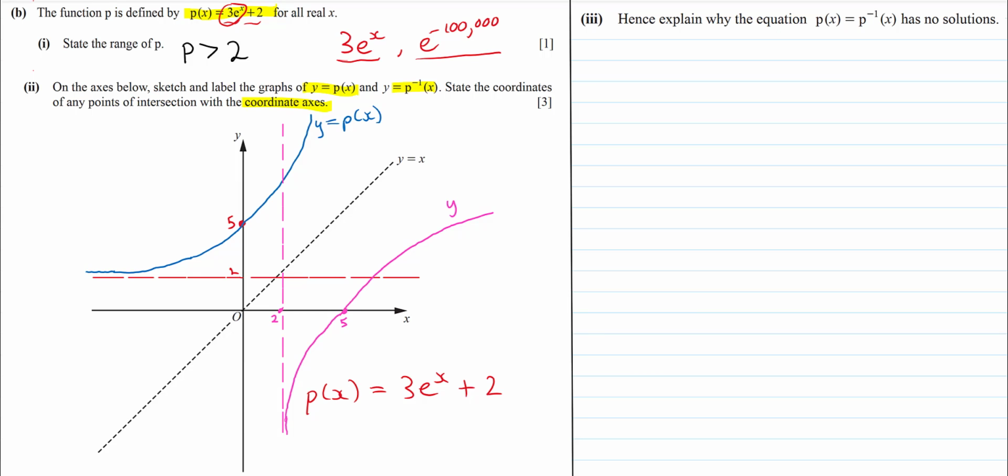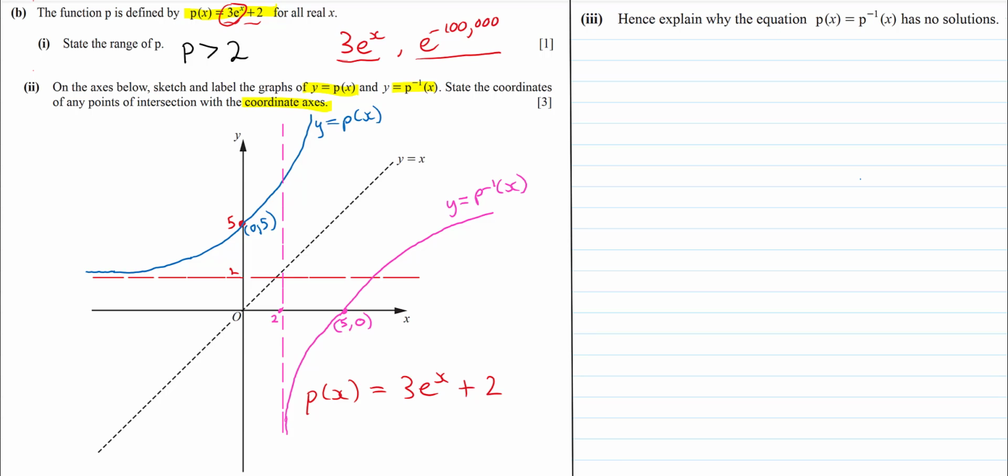We'll mark that in, so that's y equals p inverse of x, and we'll make it clear where it cuts the coordinate axis. That coordinate here is going to be 5, 0, and up here for y equals p of x, I'll mark it in blue, we're going to have 0, 5. Okay, so that is part 2.